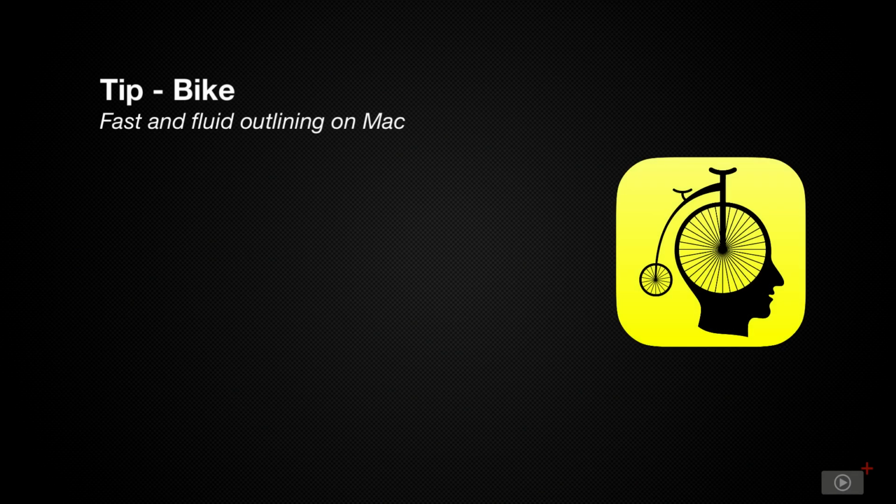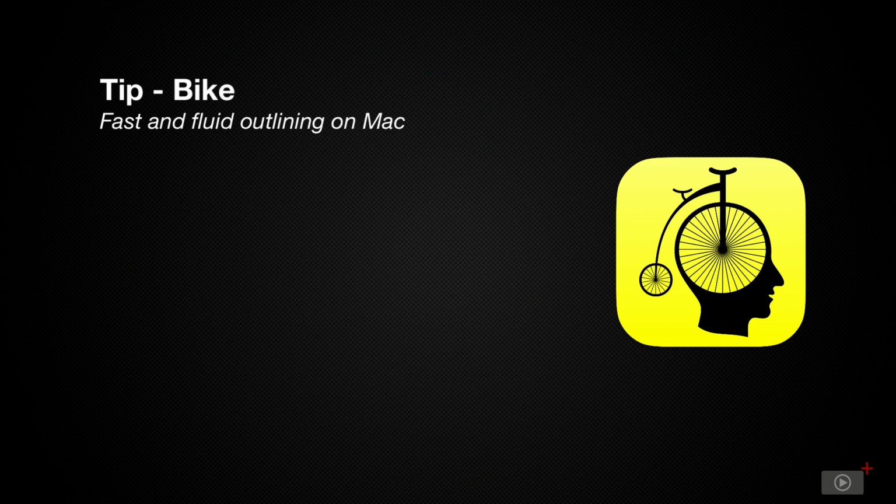In this episode, we'll be taking a look at Bike, a fast and fluid outliner for macOS. Bike combines the powerful but sometimes constraining features of outline tools with the freedom provided by text editors. It's a lightweight application that can handle any size text file with ease, something that can't be said of most outliners, which typically choke on large outlines.